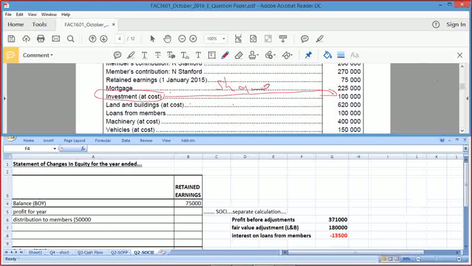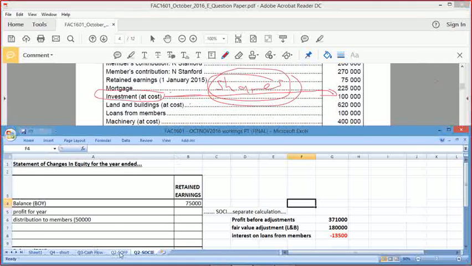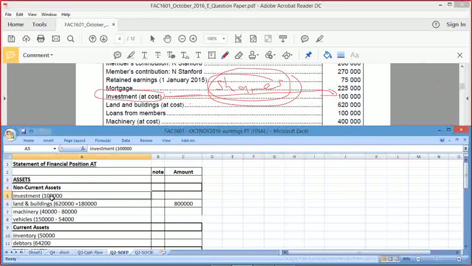Do you see that? Investment. That's the shares, at R100,000. Yes. Okay, so where do we put that? We put that here. Okay, so did the investment go up or down? It went up. So how many shares do we hold?